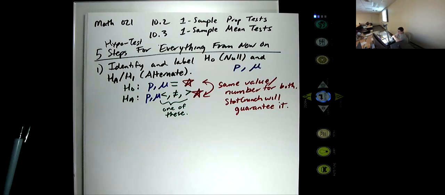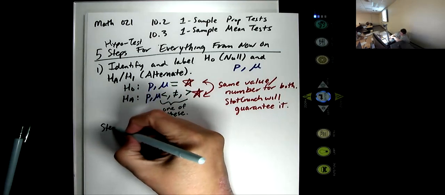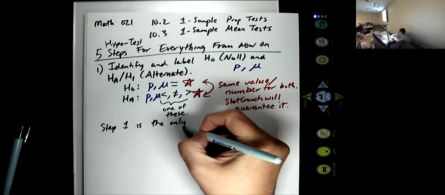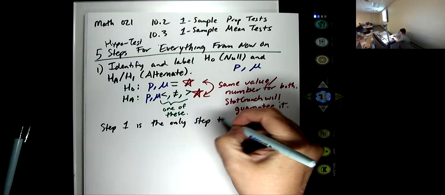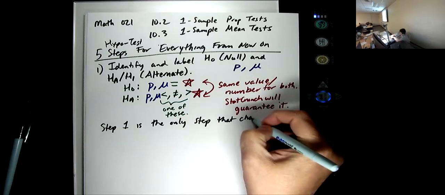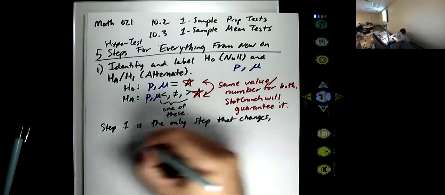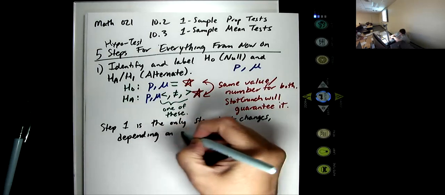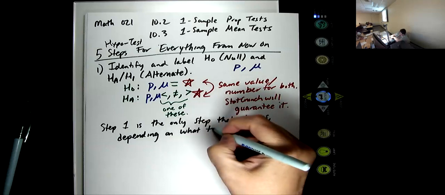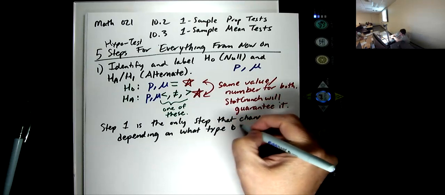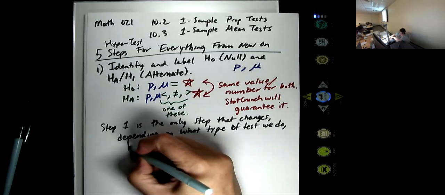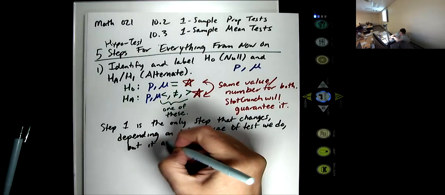This step 1 is the only step that changes depending on what type of test we're doing. But it always has H naught and HA.